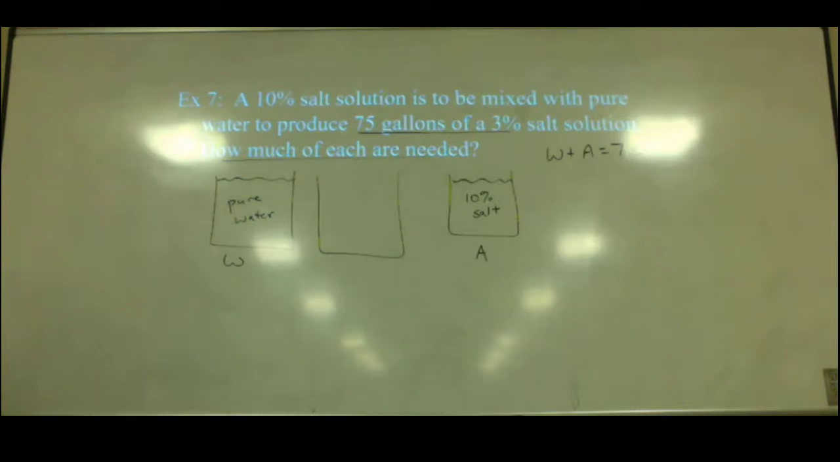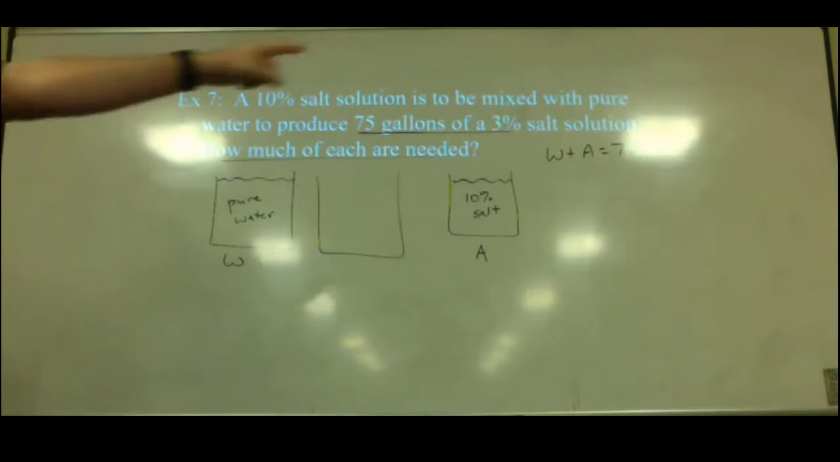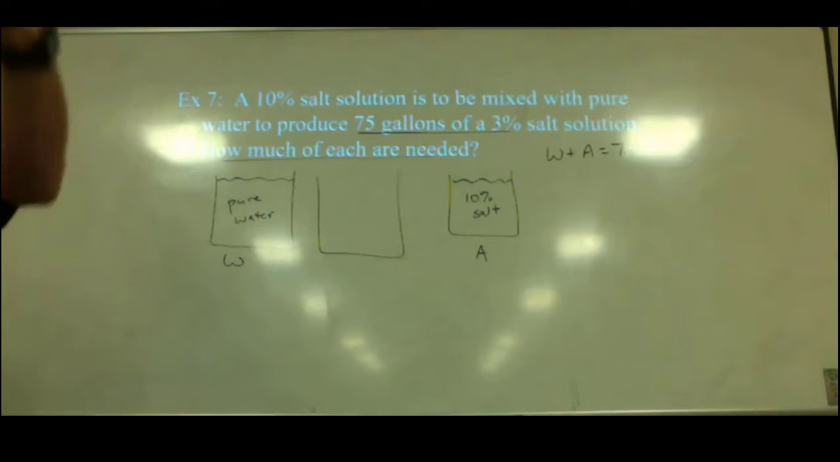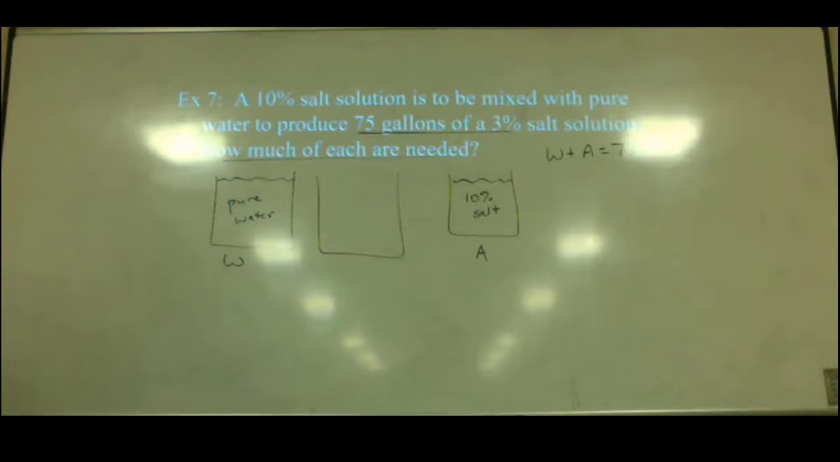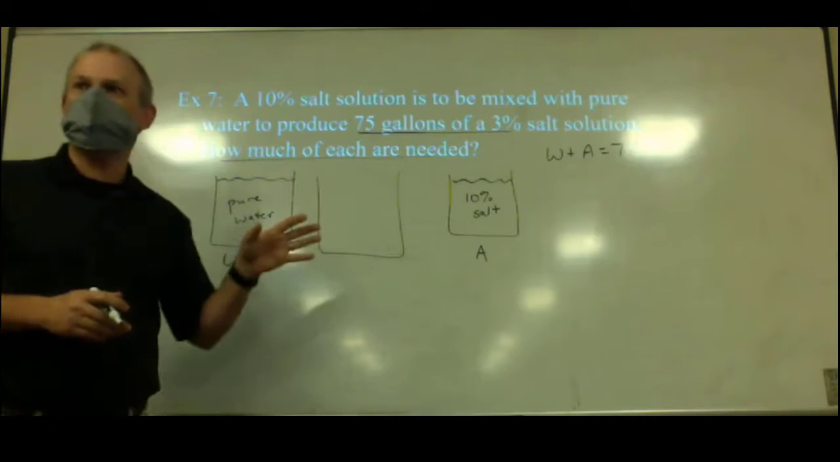The second equation doesn't deal with the total amount. Remember how our last problem, the first equation dealt with how many people we had. The second equation dealt with the amount of money that they spent, right? So here our first equation is dealing with the amount of the two solutions, water and the salt solution. The second equation deals with how much salt is in each.